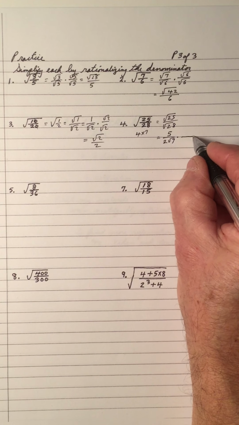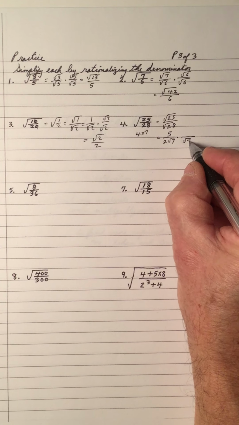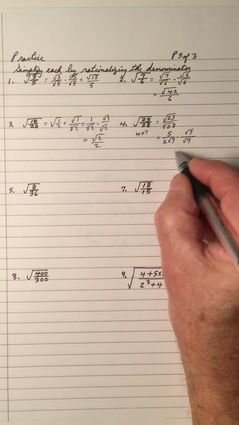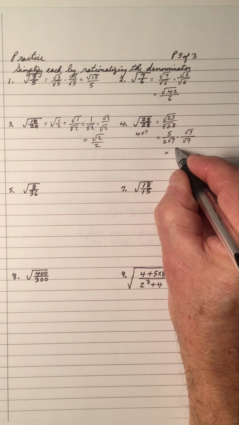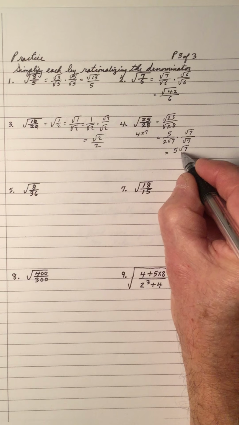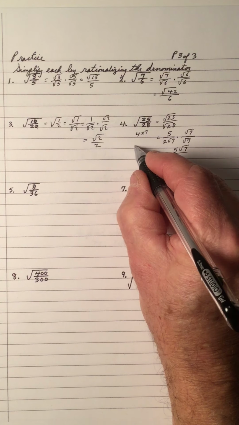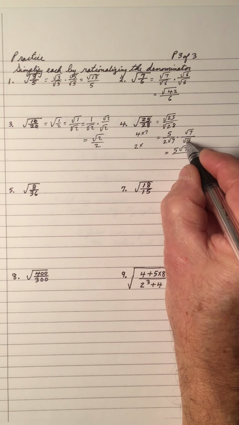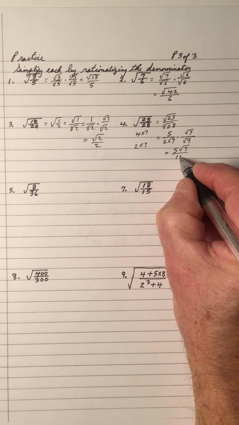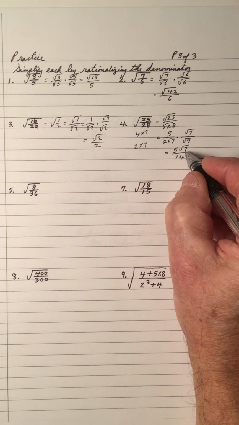The conjugate of 2 root 7 is root 7. Root 7 top and bottom. 5 times root 7 is 5 root 7. And 2 times 1 is 2. Root 7 times root 7 is 7. So that gives me 14. Can't reduce.